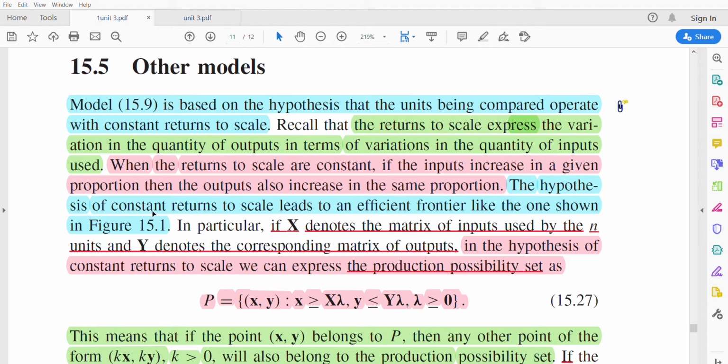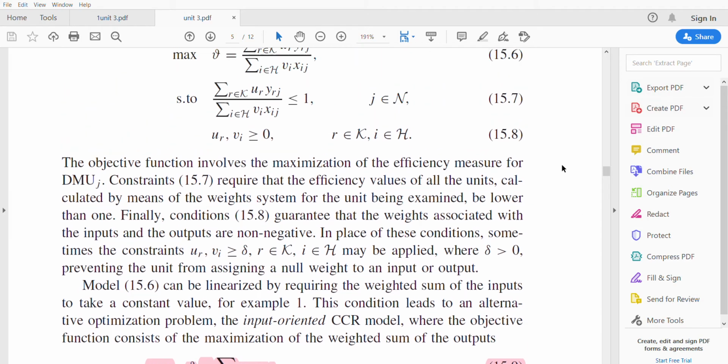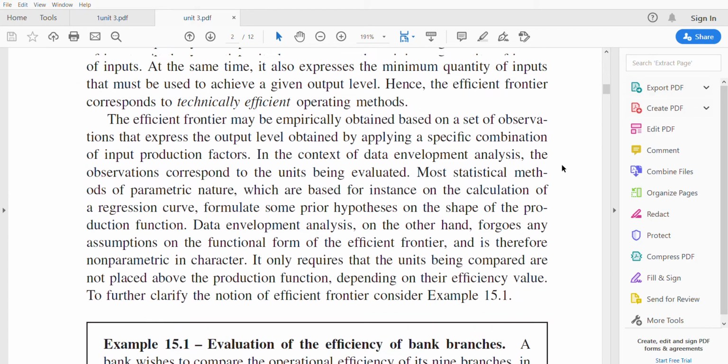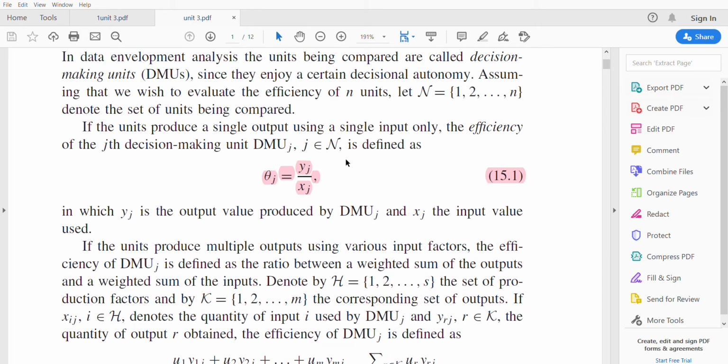Then the hypothesis of constant returns to scale leads to an efficient frontier, like the one shown in the 15.1 model. What is the 15.1 model showing? You can see it in the first page. Wait a minute, I'll show the 15.1 model in the first page. Here it is, we already discussed this one. With this model, we are achieving efficiency within the decision making unit, DMU.